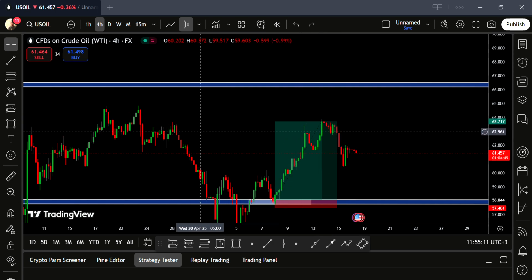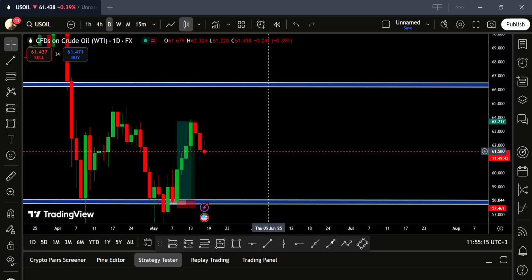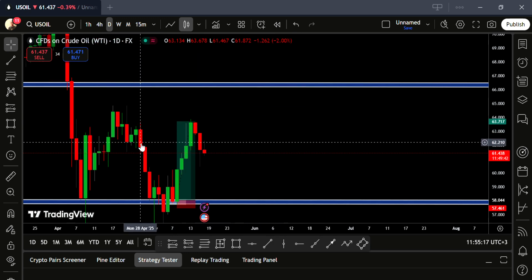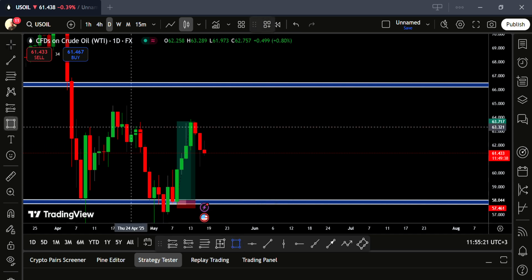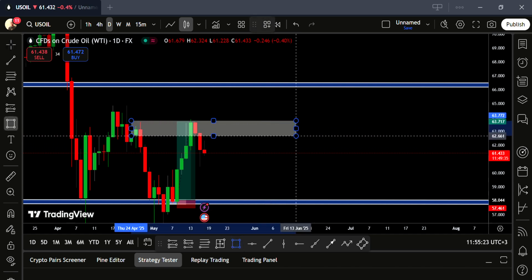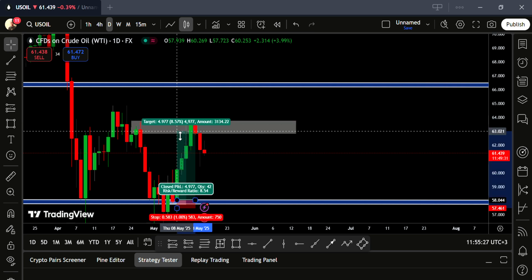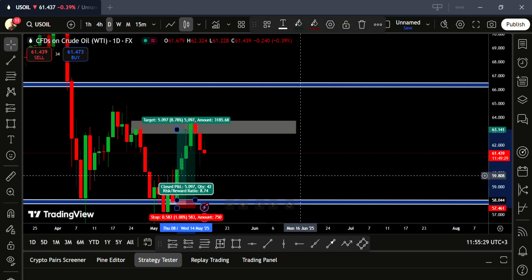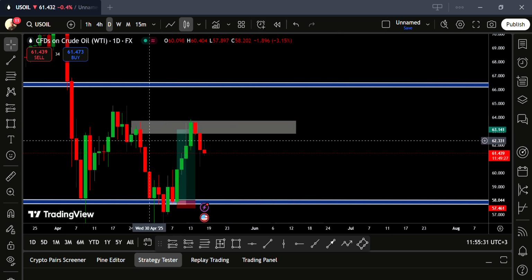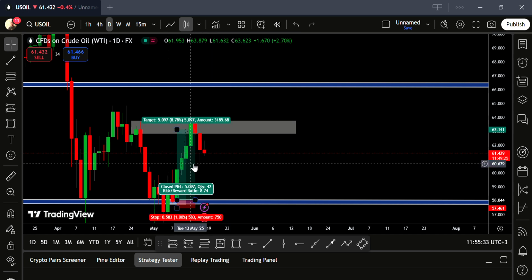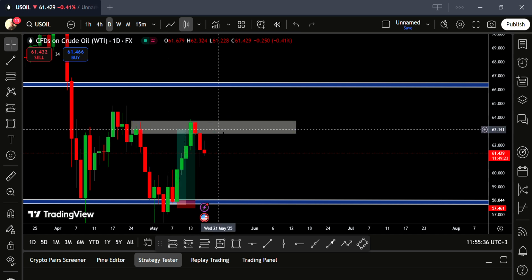Why are we targeting this area? Let's go to the daily and I show you. This is the demand zone that is near here. It will only be ideal if you put it around here. Your target, that is a 1:8, and then hold your trades.